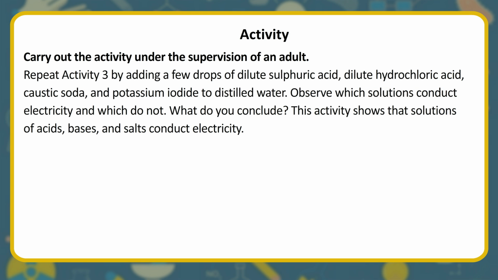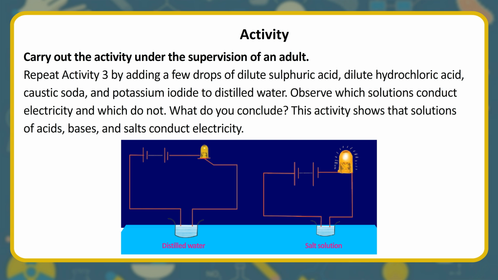Activity: carry out the activity under the supervision of an adult. Repeat activity 3 by adding a few drops of dilute sulfuric acid, dilute hydrochloric acid, caustic soda, and potassium iodide to distilled water. Observe which solutions conduct electricity and which do not. What do you conclude? This activity shows that solutions of acids, bases, and salts conduct electricity.